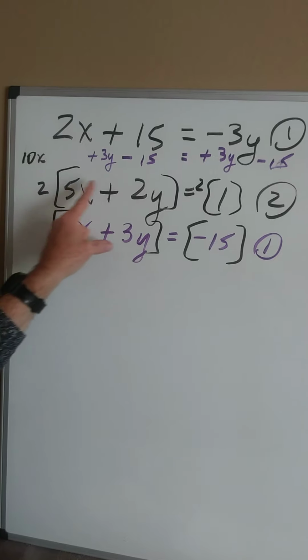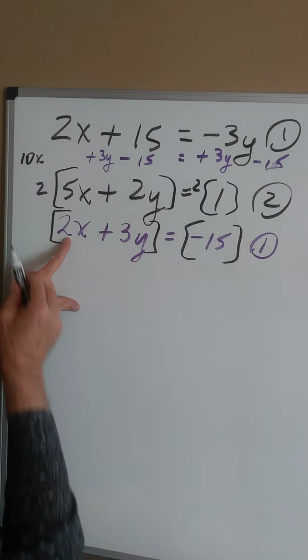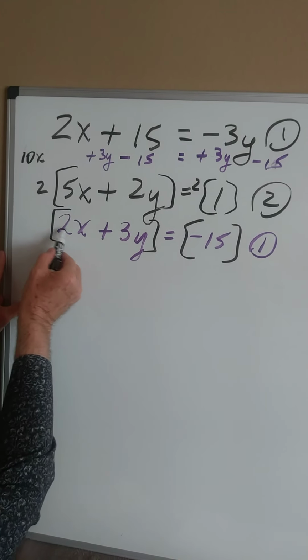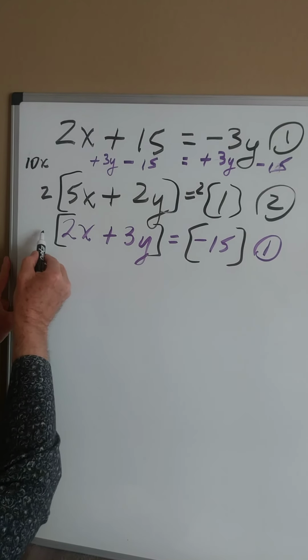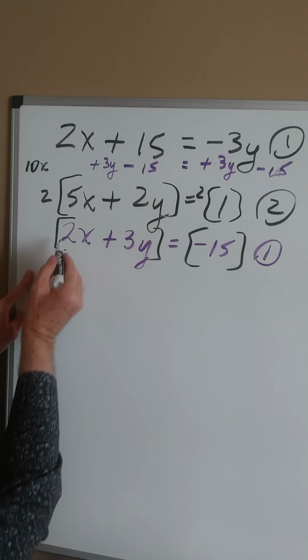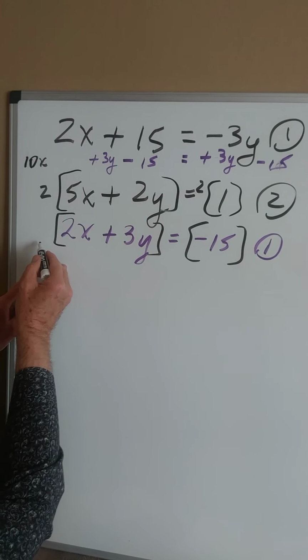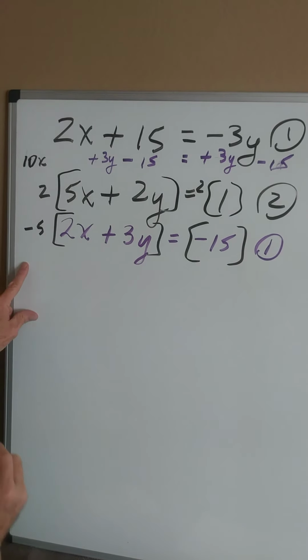Then don't do anything yet. Come down here to this x term. This one right up here gave me a positive 10x. This one right here is going to have to give me a negative 10x, the opposite of him. We're going to have to multiply the 2 by some kind of a 5 to generate a negative 10x. And that's going to have to be a negative 5.